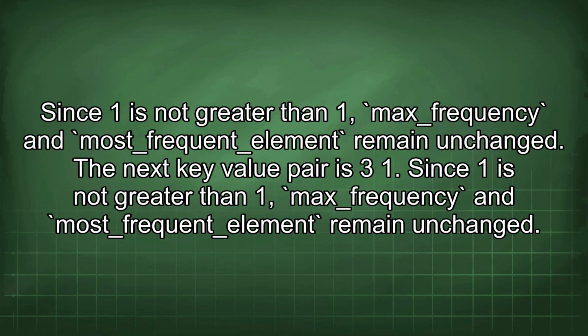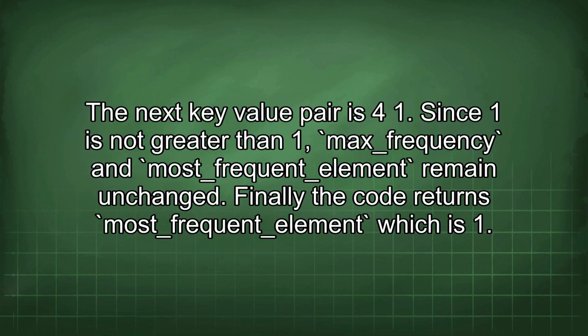The next key value pair is 3, 1. Since 1 is not greater than 1, max frequency and most frequent element remain unchanged. The next key value pair is 4, 1. Since 1 is not greater than 1, max frequency and most frequent element remain unchanged. Finally, the code returns most frequent element, which is 1.